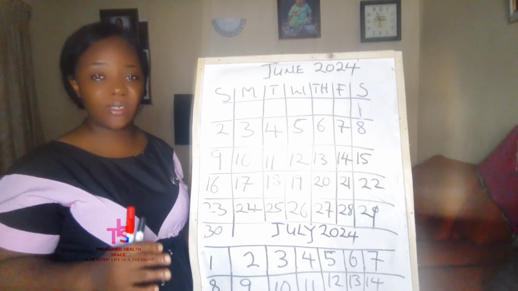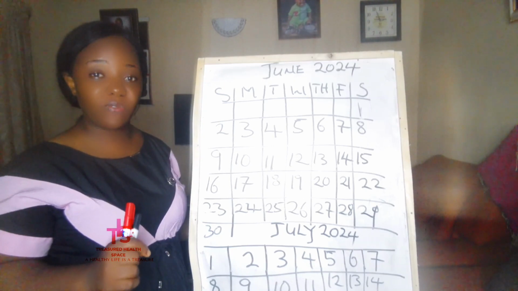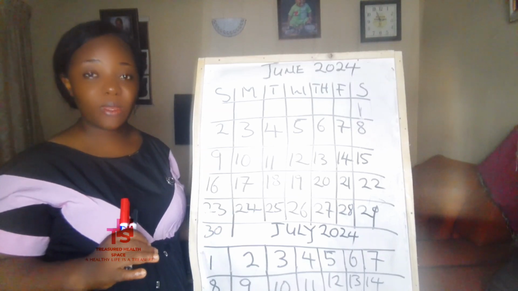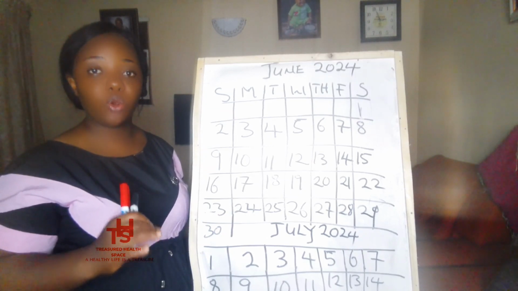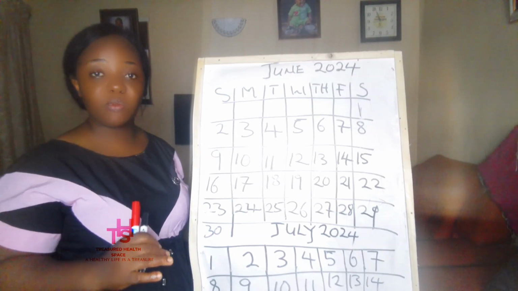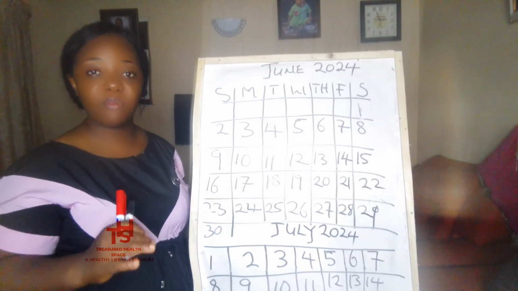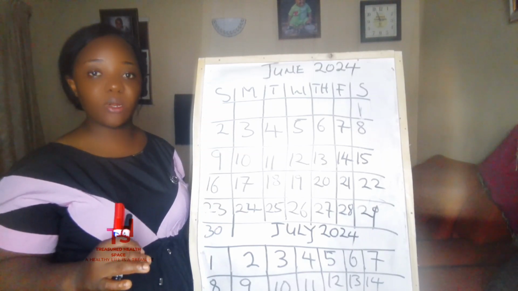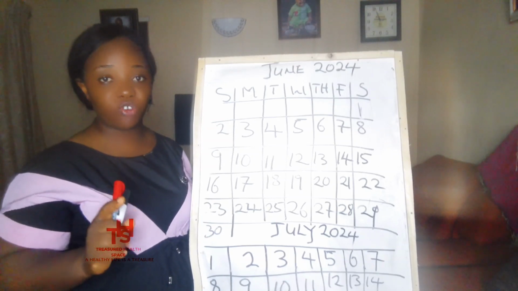Now, what is menstrual cycle length? Menstrual cycle length is not the number of days you saw bleeding from your reproductive tract. It is actually the number of days in between your period. That is from the first day you saw your period to the last day before your next period. That is menstrual cycle length. I already have a video on that. Do well to check that out.